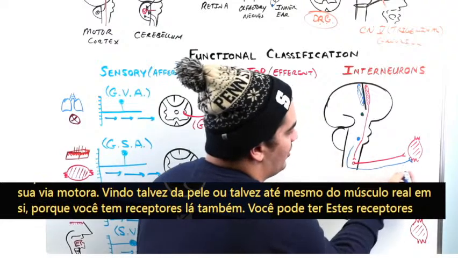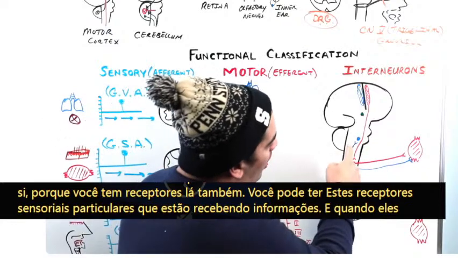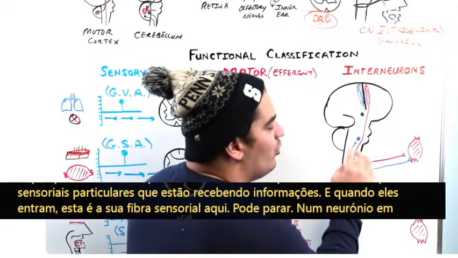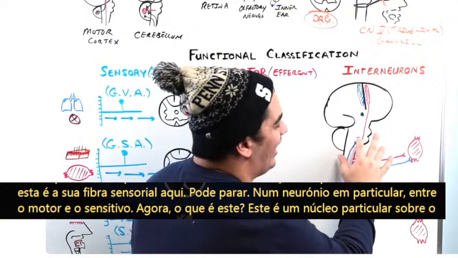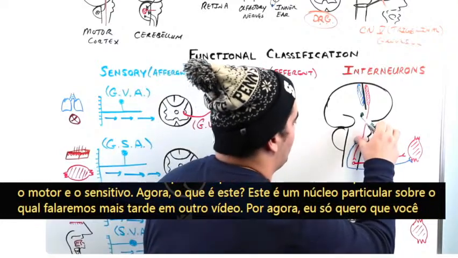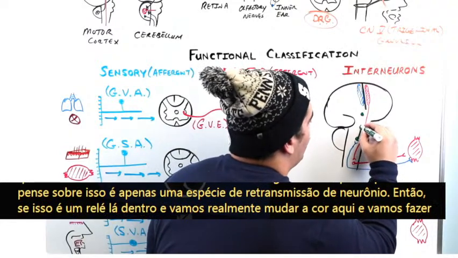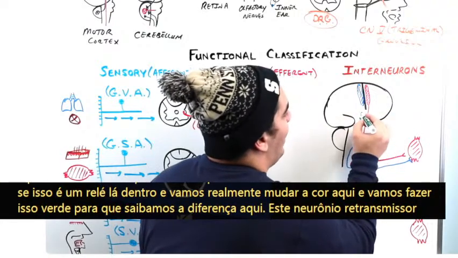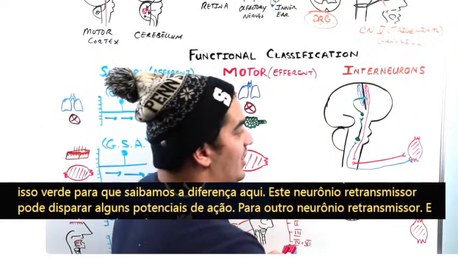And when they go in, this is your sensory fiber here, it may stop off on a particular neuron in between the motor and the sensory. Now, what is this one? This is a particular nucleus we'll talk about later in another video. For right now, I just want you to think about it as kind of a relay neuron. So if this is a relay neuron, let's switch the color here. Let's make this green so that we know the difference. This relay neuron may fire some action potentials to another relay neuron. And then that relay neuron may fire some action potentials to the actual motor cortex, right?